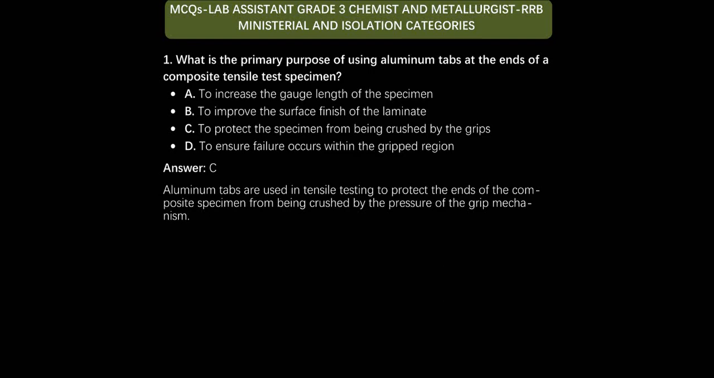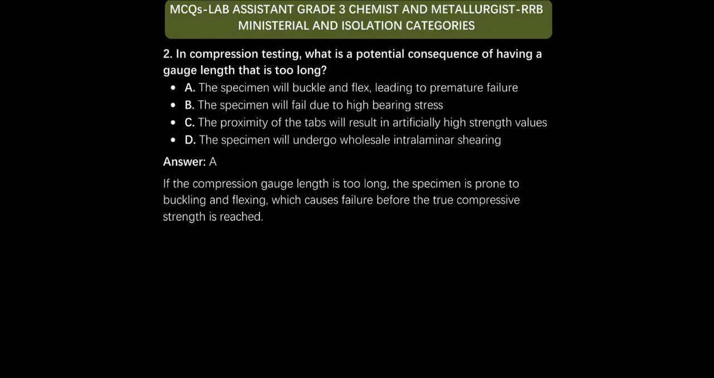What is the primary purpose of using aluminum tabs at the end of the composite tensile test specimen? Option C. To protect the specimen from being crushed by the grips. In compression test, what are the potential consequences of having a gauge length that is too long? Option A. The specimen will buckle and flex, leading to premature failure.